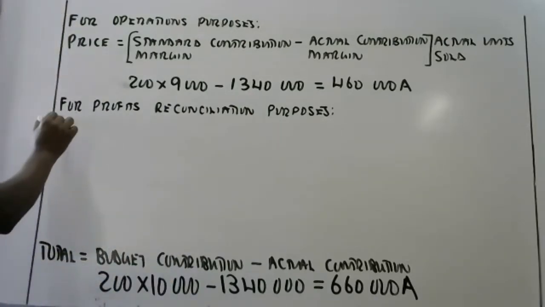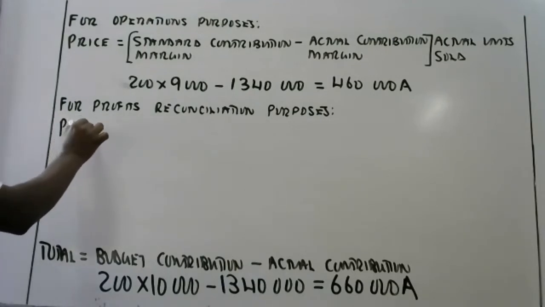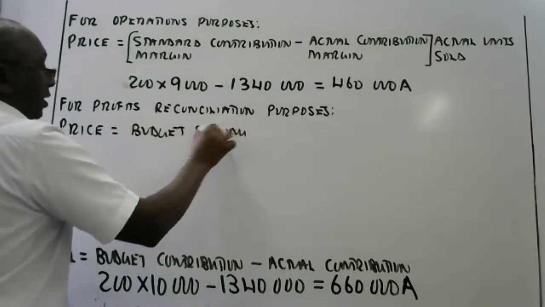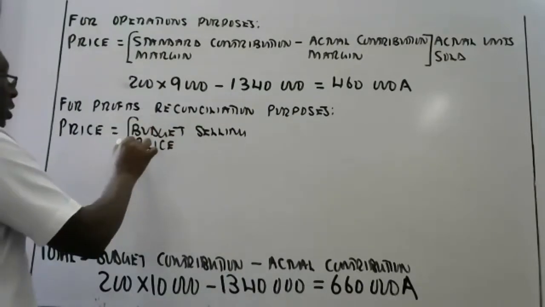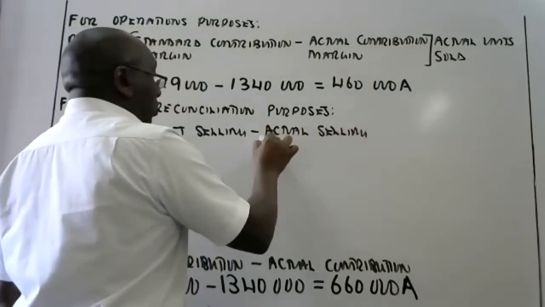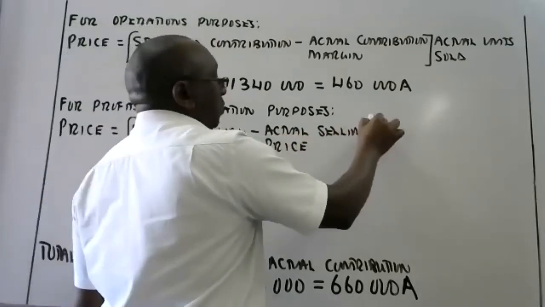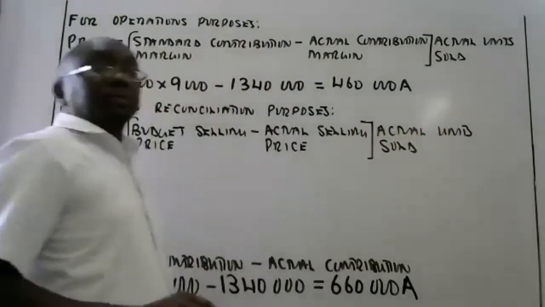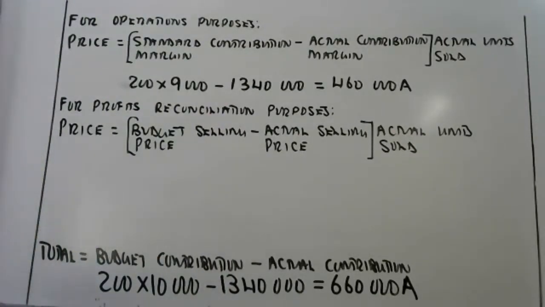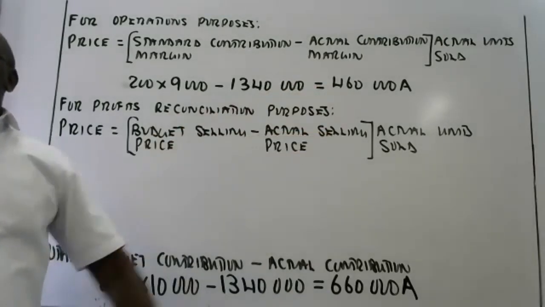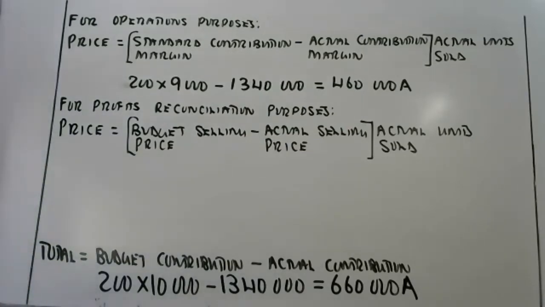Yeah. So if you are told to do reconciliation, we say price is equal to budget selling price minus actual selling price, you multiply by actual units sold. Sasa hii hatutaitumia saa hii, but the next thing ndio tunakuja hapo kuitumia. So tuende kwa volume.